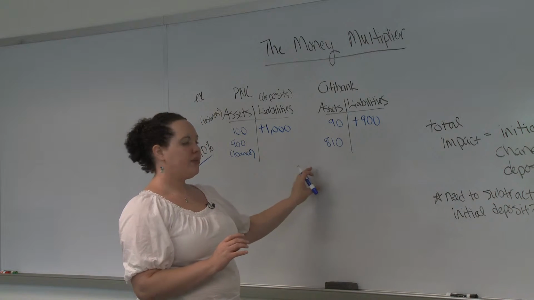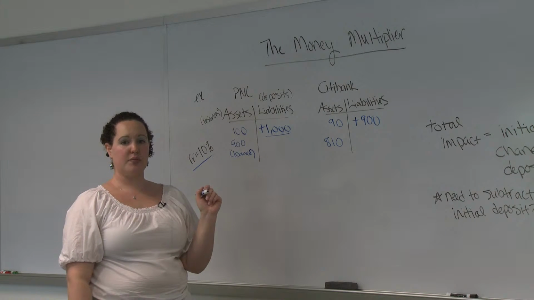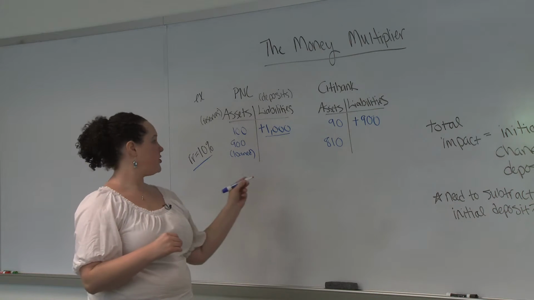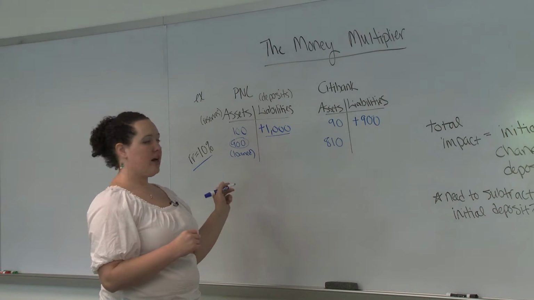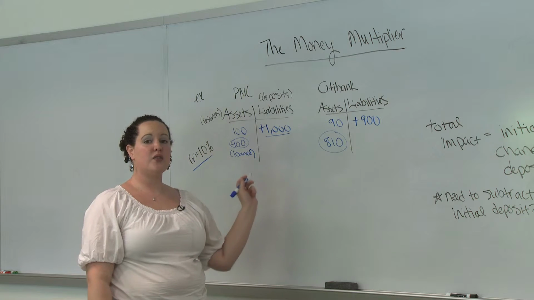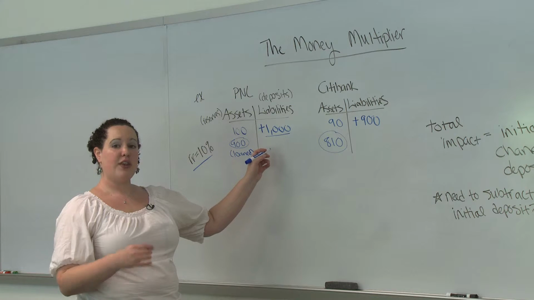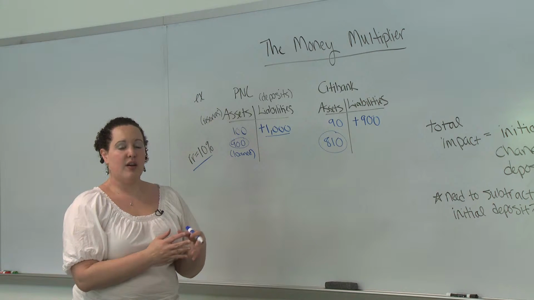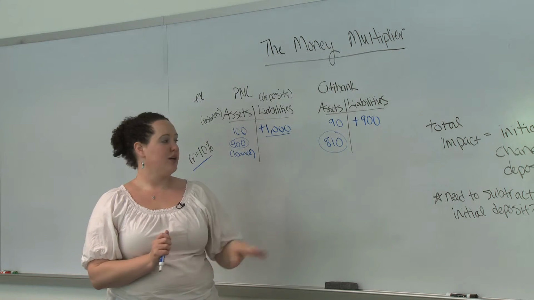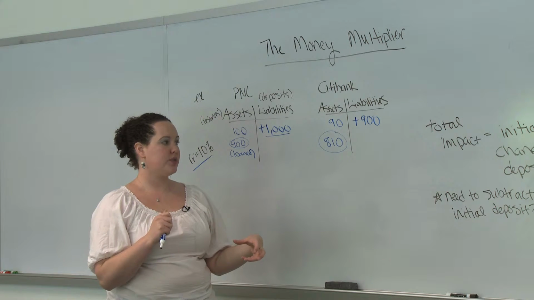So the purpose of this example is to show that from this initial $1,000 deposit, you can make loans that are greater than just that $1,000. So we have $900 loaned out from PNC, and then we have $810 loaned out from Citibank. And just from these 2 banks, we can see that the impact in the economy of this initial $1,000 is greater than just the $1,000. And if we kept going, this would continue to be the case. Each bank would get deposits, and they would continue to make smaller and smaller loans.